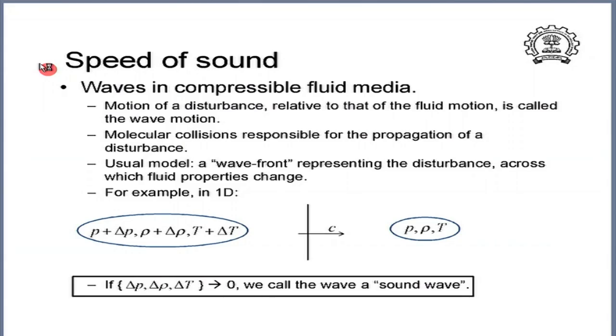So, the overall picture here is that we are talking about propagation of waves in compressible fluid media, and what we mean by wave is essentially some sort of disturbance that you can introduce in a compressible fluid medium at, say, a given location, and that disturbance will move from the location where it was introduced to other locations within the fluid with respect to the motion of the fluid itself. And this is what we call formally a wave motion. If you want to really look at the details of such wave motions, you have to go down to molecular level analysis, where this wave propagation is quite elegantly expressed in terms of molecular collisions.